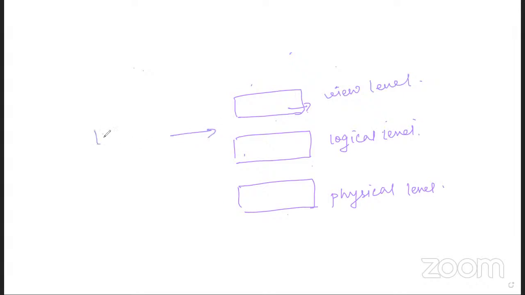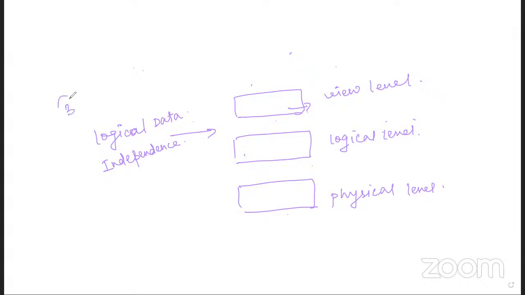So logical data independence exists here. Whatever changes you make in the logical level should not affect the view level. That is logical data independence, that is the definition of it, right? I hope it is clear to you.